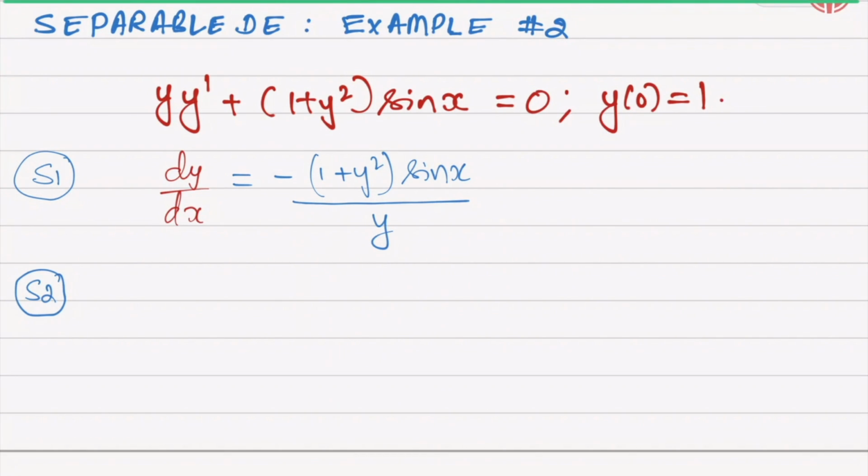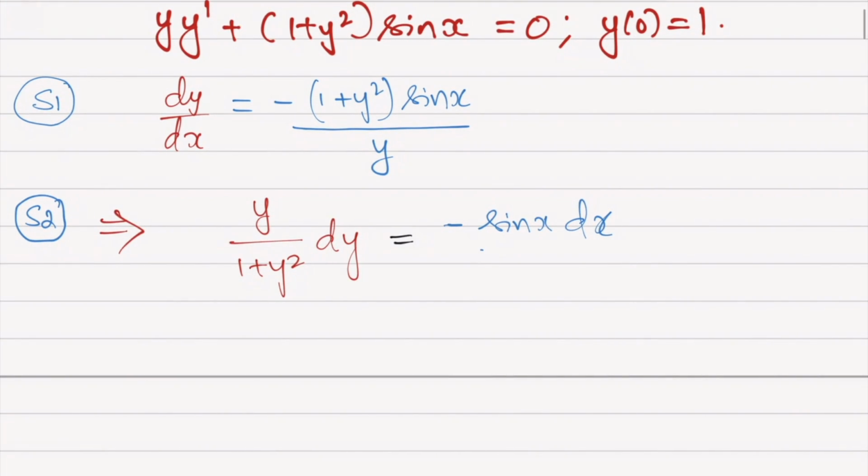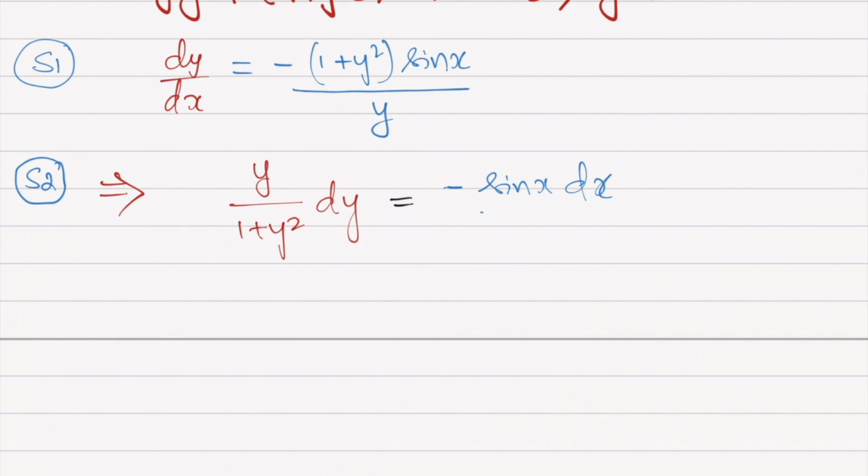Now, if I bring all the y's on the left hand side and take all the x on the other side, my differential equation will look like this. I'm going to have y over 1 plus y squared dy on the one side. On the other side, I am going to have negative sine x dx. Now this is nicely separated. The next step is to integrate.